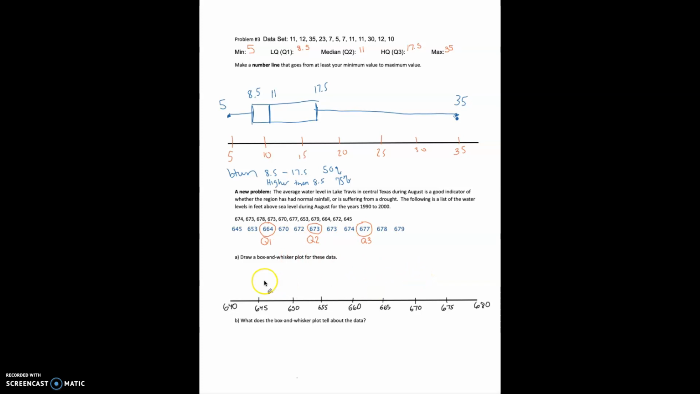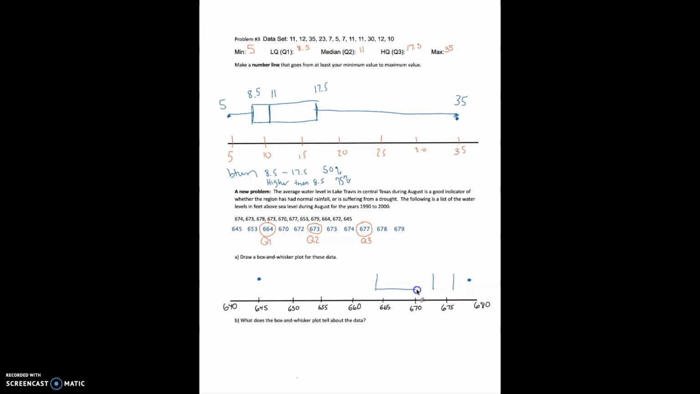So I'm going to go ahead and make my points for my lowest and highest values. So 645 is here, and I drew my number line. I went by 5s. And then 679 would be right in front of that 680 mark there. My lower quartile is 664, so 664 would be right about here. Again, if we had a paper with number lines, we could do a lot better. 673 would be right around here, and then 677.